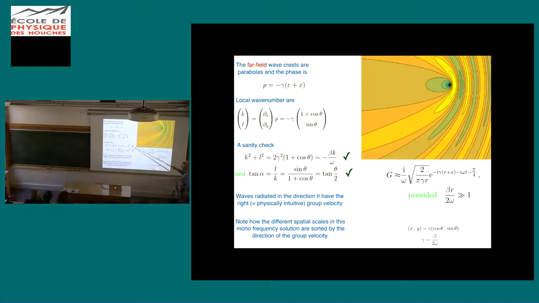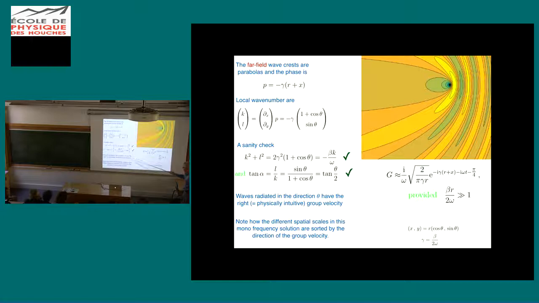First of all, once you have K and L, you can verify that you satisfy the dispersion relation. That is, it's just algebra. K squared plus L squared is beta K over omega. And tan alpha is the tangent of theta on 2. That's saying that the group velocity, remember, the angle that the group velocity makes with the x-axis is twice the angle of the wave vector. That's verifying that that's true. So waves radiated in the theta direction have the outward group velocity, the correct sign of the group velocity.